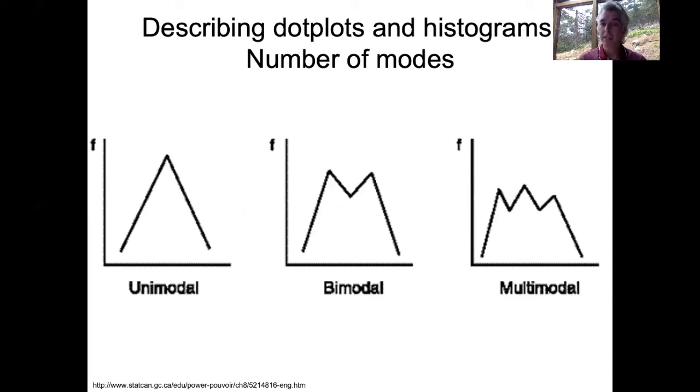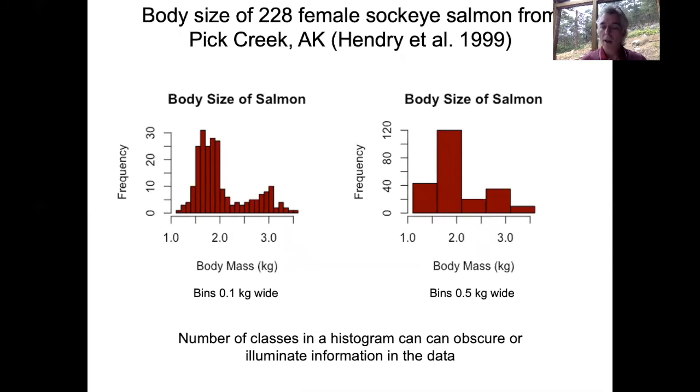Distributions coming from histograms can have a single mode and be called unimodal. They might have two distinct peaks or modes, and we call them bimodal. Or in some cases, there are more than two modes, and we refer to the histogram as multimodal. Now, whether a histogram is unimodal, bimodal, or multimodal can really depend on the size of the bins that we use to characterize the observations.